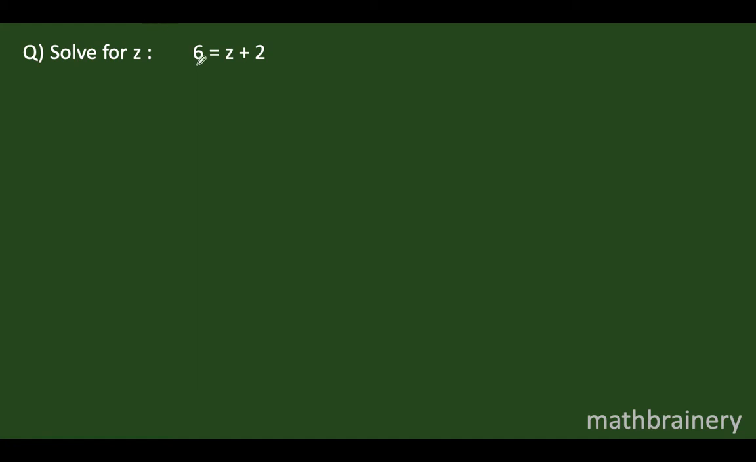Solve for z. Z is equal to 6 plus 2. Now here z is on the right hand side of the equation. Now to solve for this z, we can assume that we want to keep variable terms on the right hand side and shift only the constant terms to the left hand side. So you have 6 is equal to z plus 2. I want only variable terms on the right hand side. I do not want any constant terms.